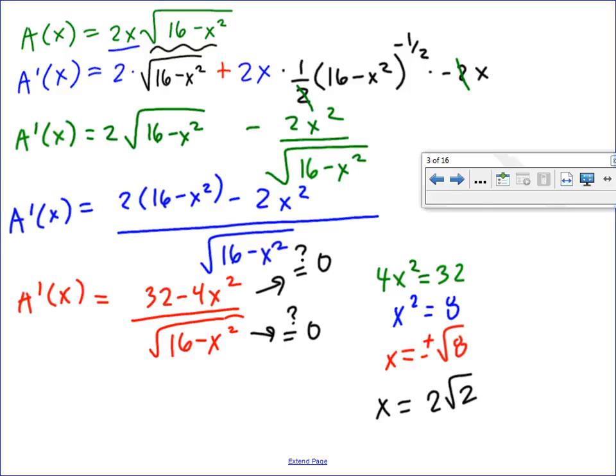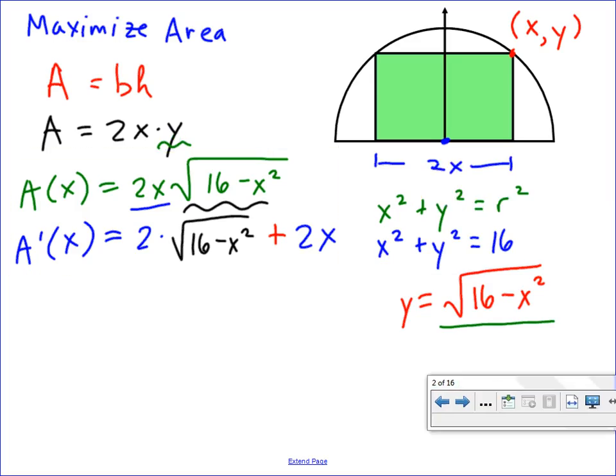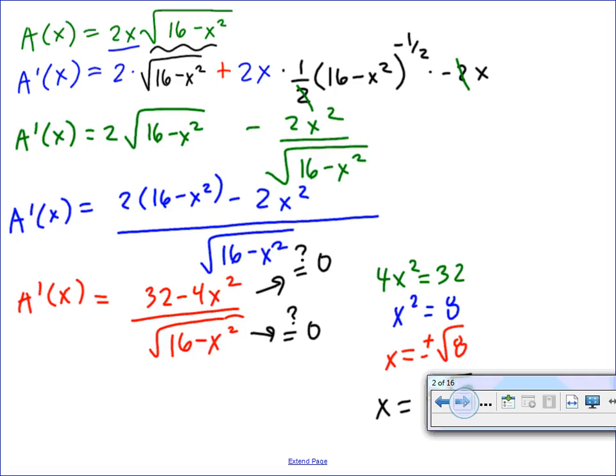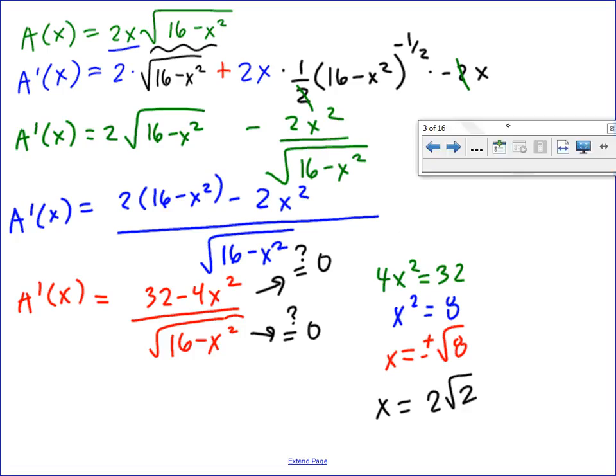If we restrict our original function's domain, what's the maximum value of x that I could go before I run out of semicircle? 4. So if I restrict my domain to be from 0 to 4, then I can just take the positive 2 root 2 and do less tests. So I'm going to go ahead and restrict my domain from 0 to 2 and 2 root 2.